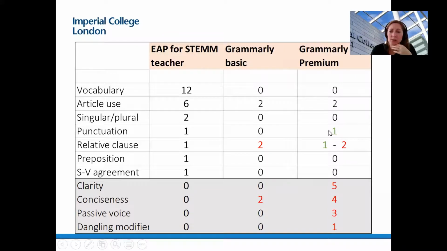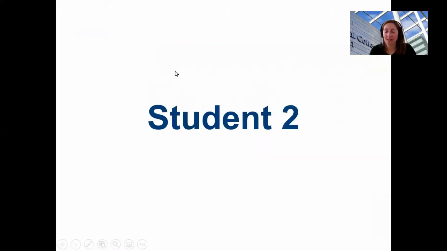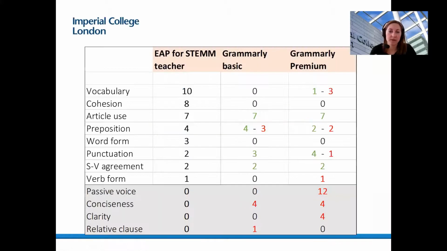And where it's green is where Grammarly has agreed with me, where they've picked up on the same thing that I've picked up on, or where they've picked up on something that I hadn't picked up on, but that I agree with. So we can see that there's a large discrepancy. Let's take a look at student 2.